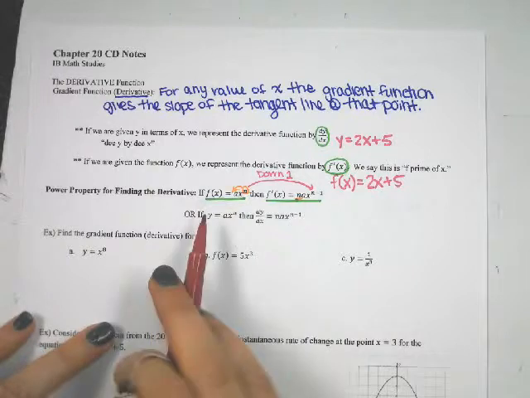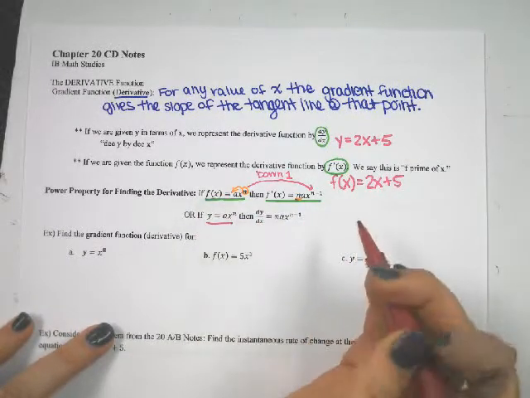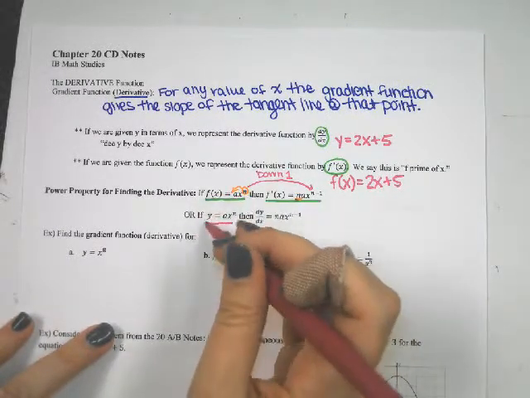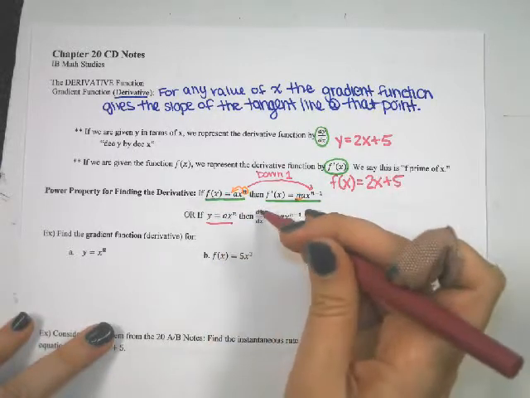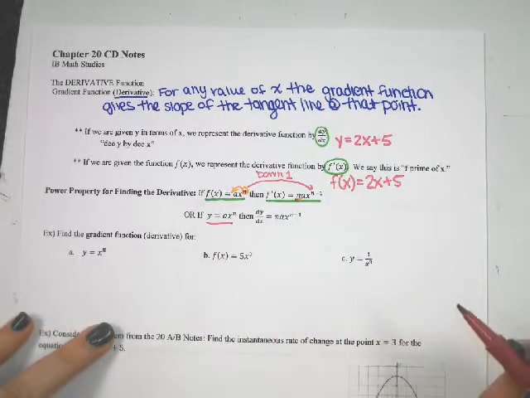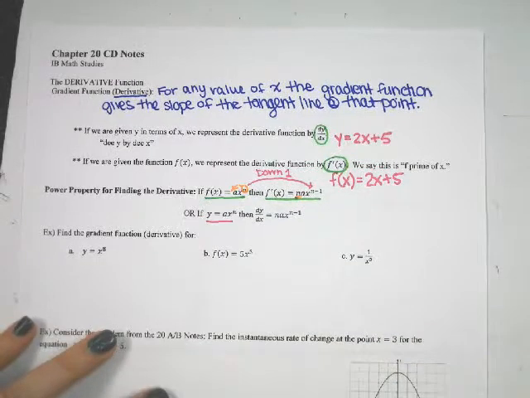This is the other notation. If you're given an equation y equals a times x to the n, just with y instead of f of x, then we would say dy dx is equal to the same thing. It's just the other notation.